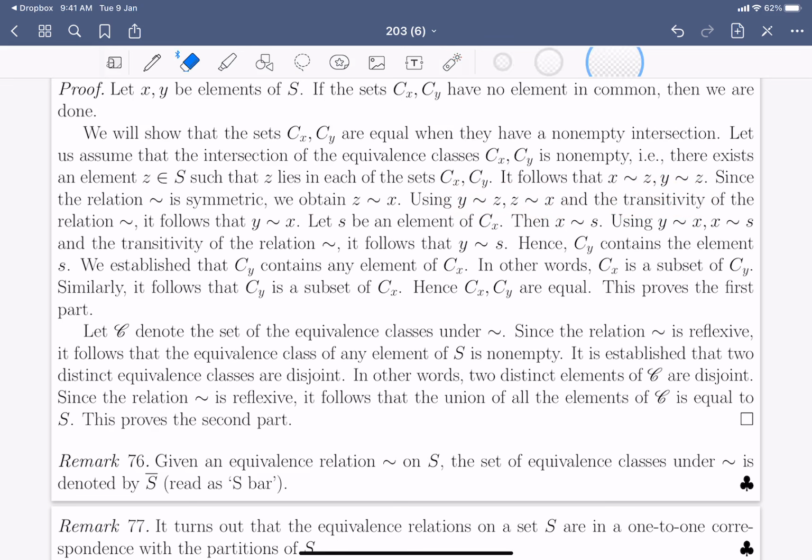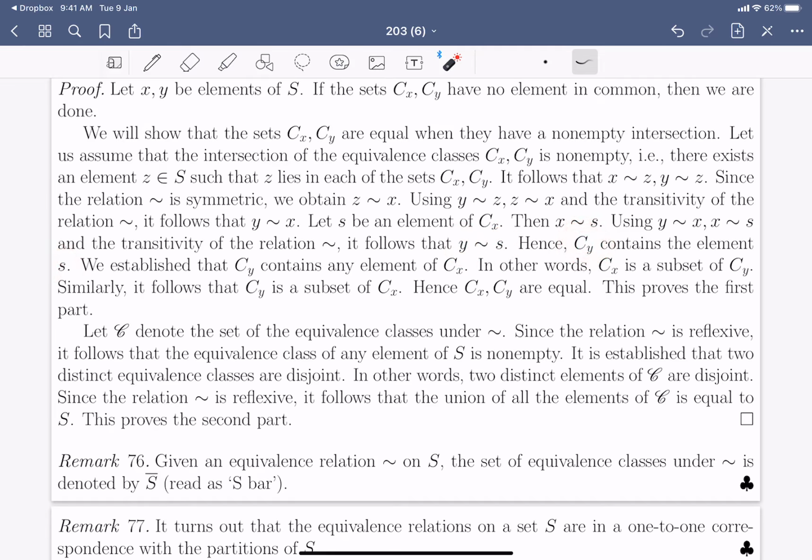Okay, so now you pick an element s from Cx. Then you know that x is related to s. Now you use the information that y is related to x and x is related to s, combined with the transitivity, to get that y is related to s. It follows that the set Cy, the equivalence class of y, has to contain this element s, because y is related to s. So Cy contains the element s.